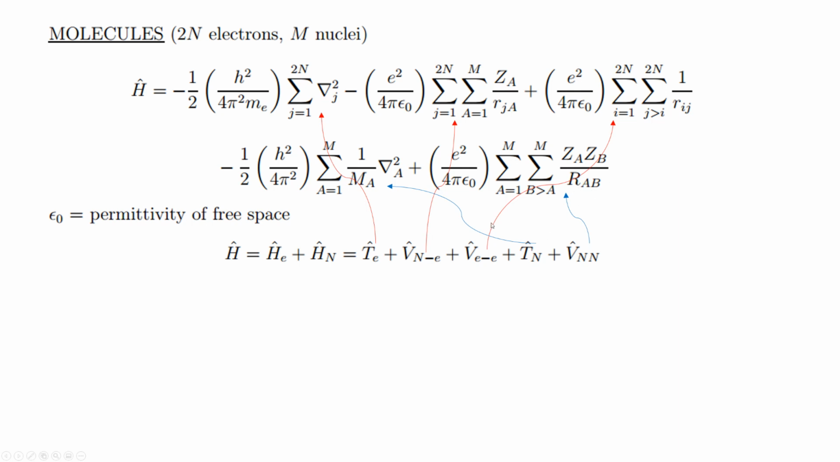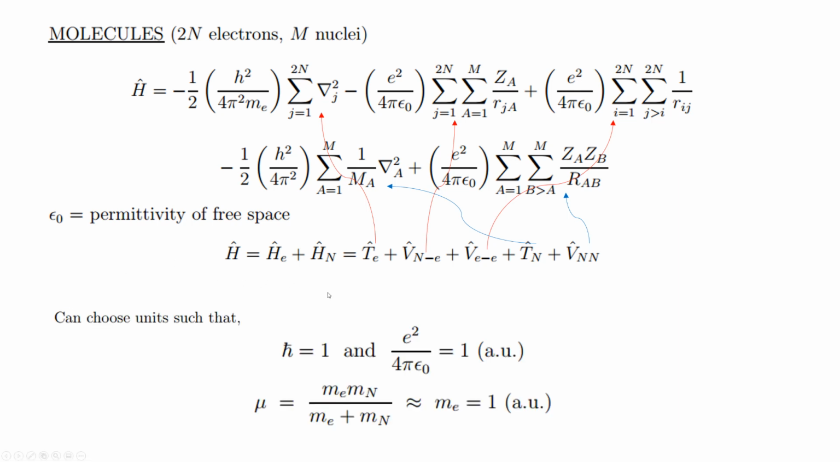Now to make things really simple, and because we always like to simplify things, we choose units such that h bar equals 1, e squared over 4 pi epsilon naught equals 1, and that's the atomic unit, and the reduced mass equals the mass of the electron, because the mass of the nucleus is really massive compared to the mass of the electron. So if we neglect that value, this will be cancelled with this, so we'll end up with the mass of the electron, and this is equal to 1.